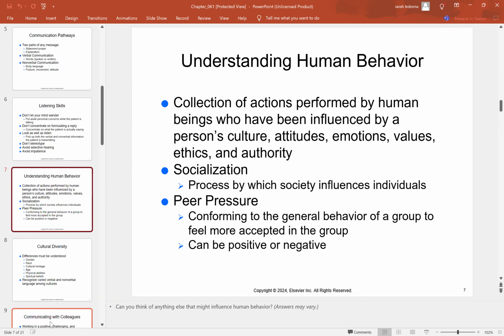Understanding human behavior. A collection of actions performed by human beings who have been influenced by a person's culture, attitudes, emotions, values, ethics, and authority. Socialization, the process by which society influences individuals. Peer pressure, conforming to the general behavior of a group to feel more accepted in the group. This can be positive or negative.